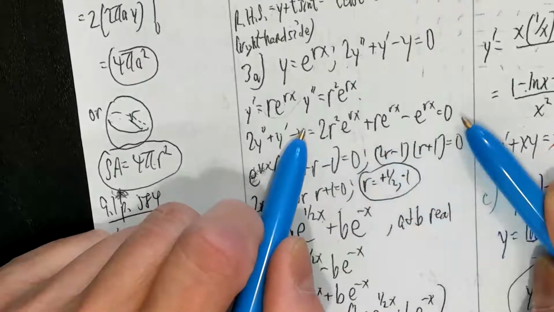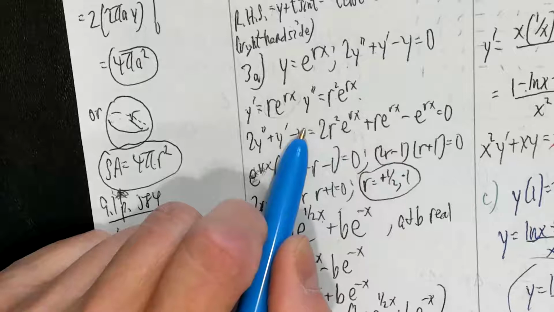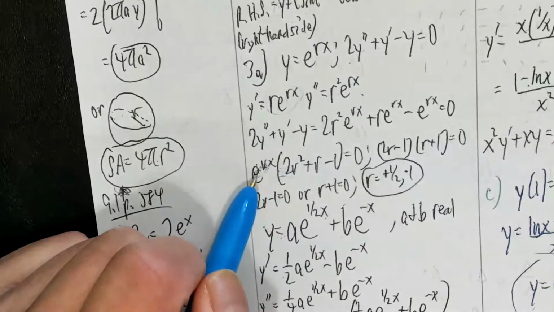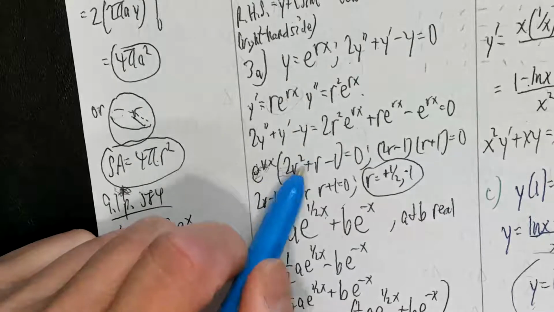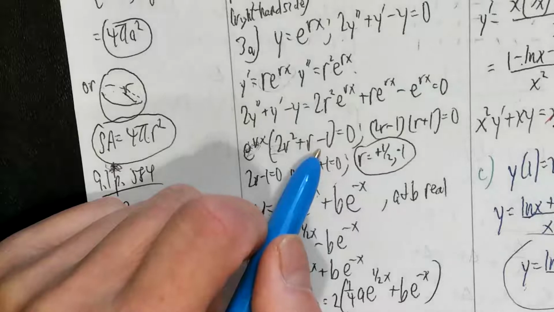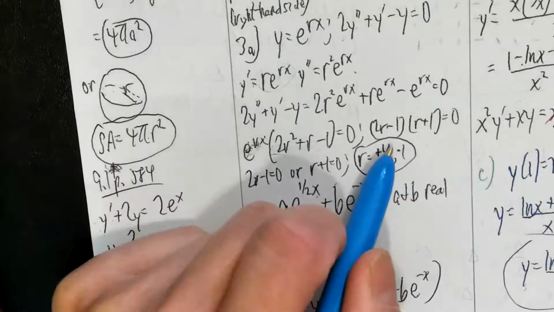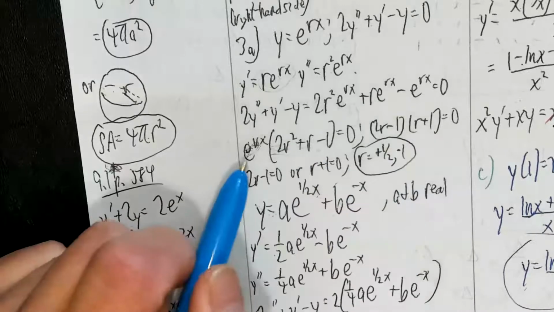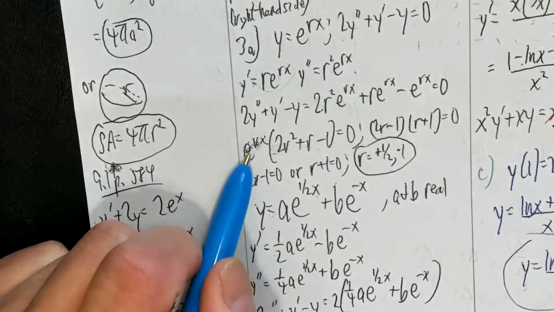Notice here, here, and here, there's a common factor of e to the rx. Factor out the e to the rx. 2r squared plus r minus 1 equals 0. That looks factorable. 2r minus 1, r plus 1 equals 0. I don't have to worry about e to the rx. That can never be 0.